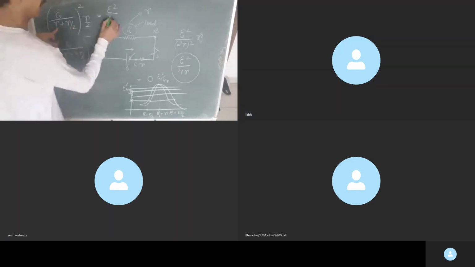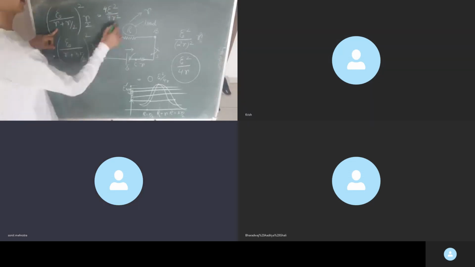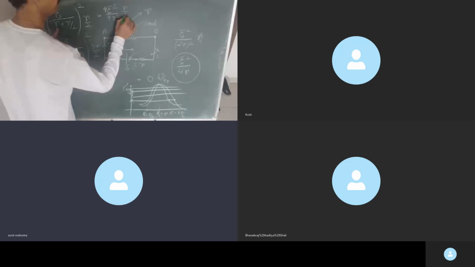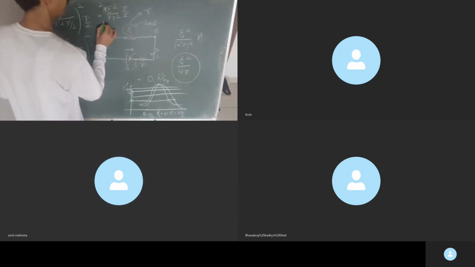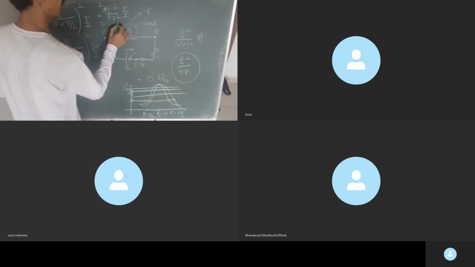So 9R square by 4, correct, and into what to us? R by 2. This R by 2, right here. So please check what energy we get over here. 2. So 2E square by 9R. Agreed? 2E square by 9R. That is the energy consumed.